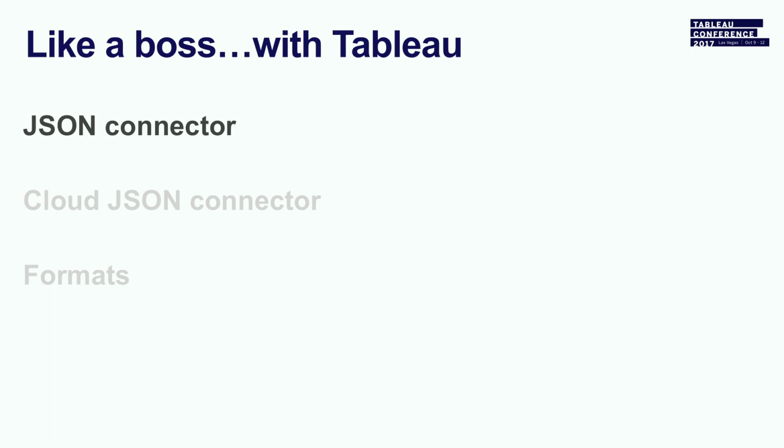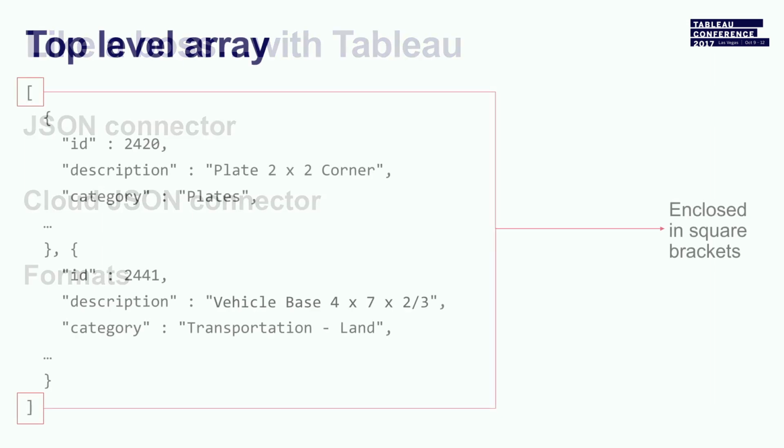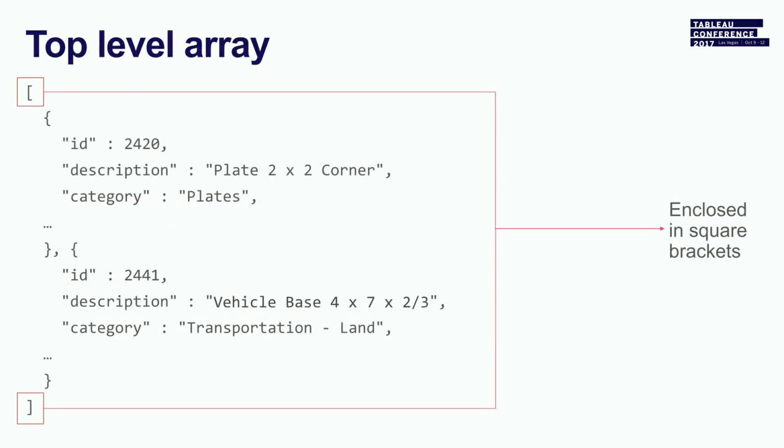In Tableau, you can connect to JSON files that are either stored locally or through a network drive that you have permissions to access, or remotely via our Drive and OneNote cloud connectors. And there are two formats of JSON that Tableau will accept, which we call top-level array and single object per line. In top-level array format, the highest object in the hierarchy is an array, and every record is an entry into that array.